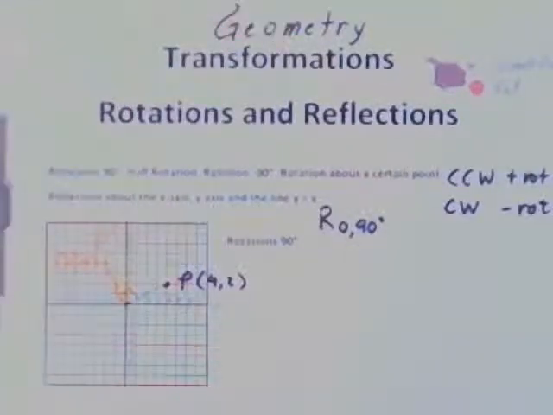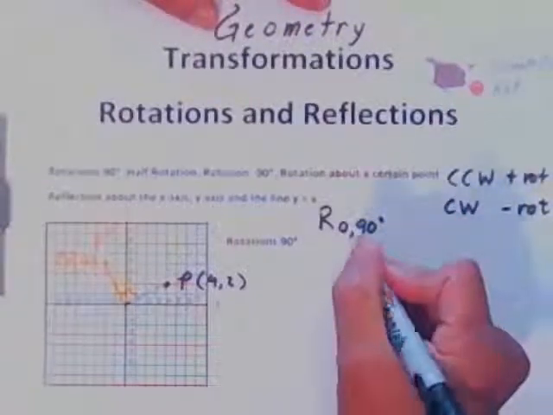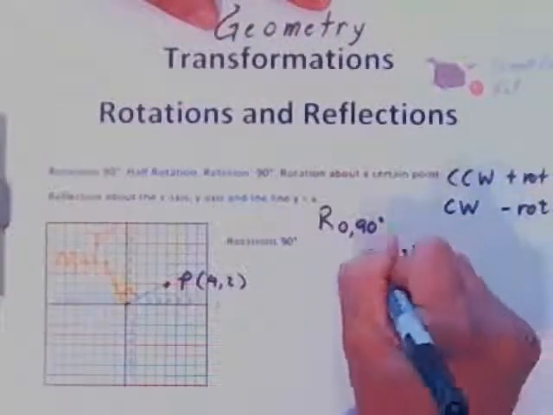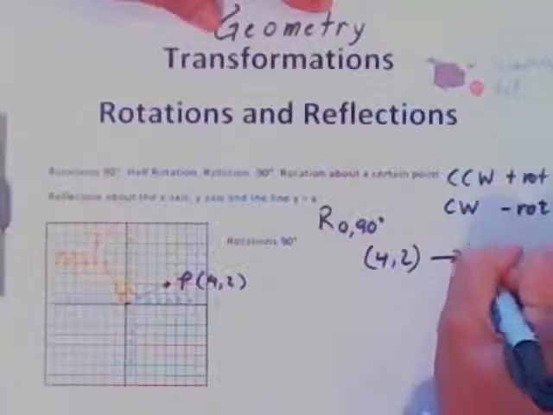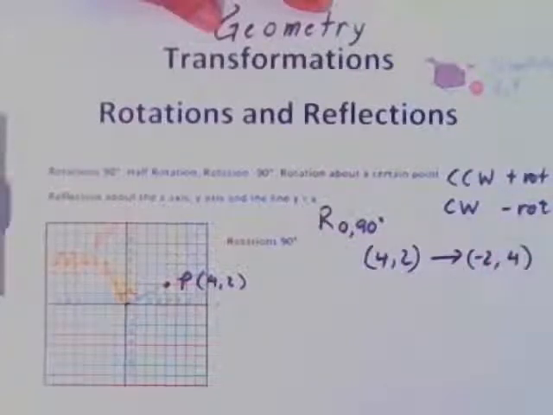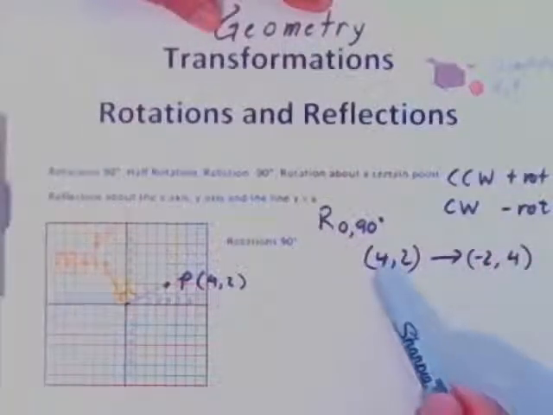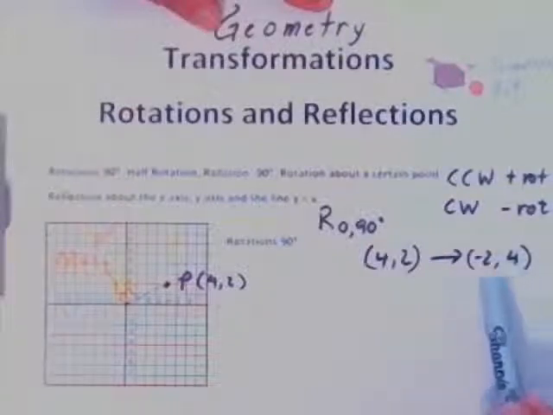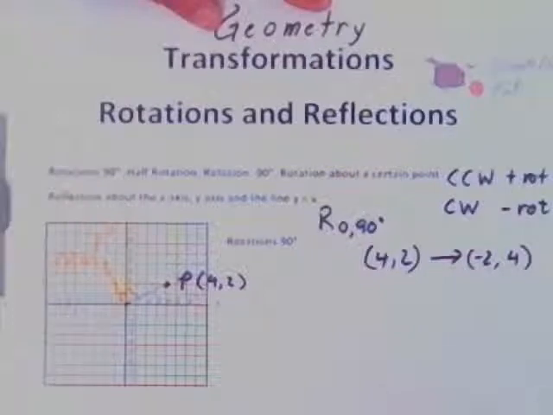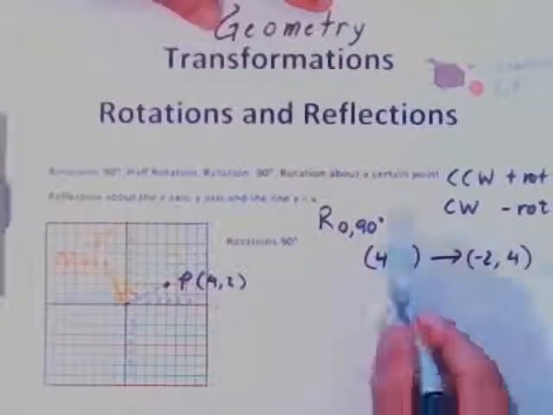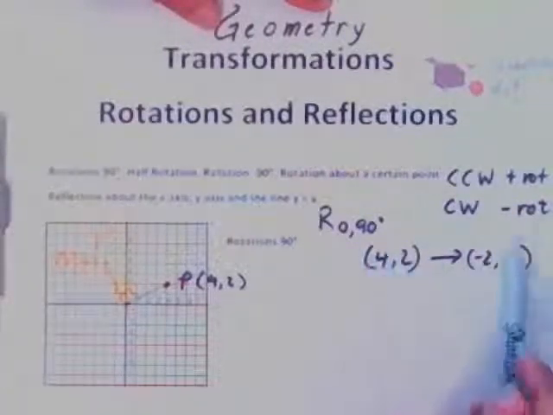So let's see what happened. 4, 2 got rotated about 90 degrees and became -2, 4. What happened here? Point x, y, you notice that the x and y got changed, and the new x became negative. I want you to pause for a couple of seconds, press the pause button, and try to figure out what happened in the xy coordinates.